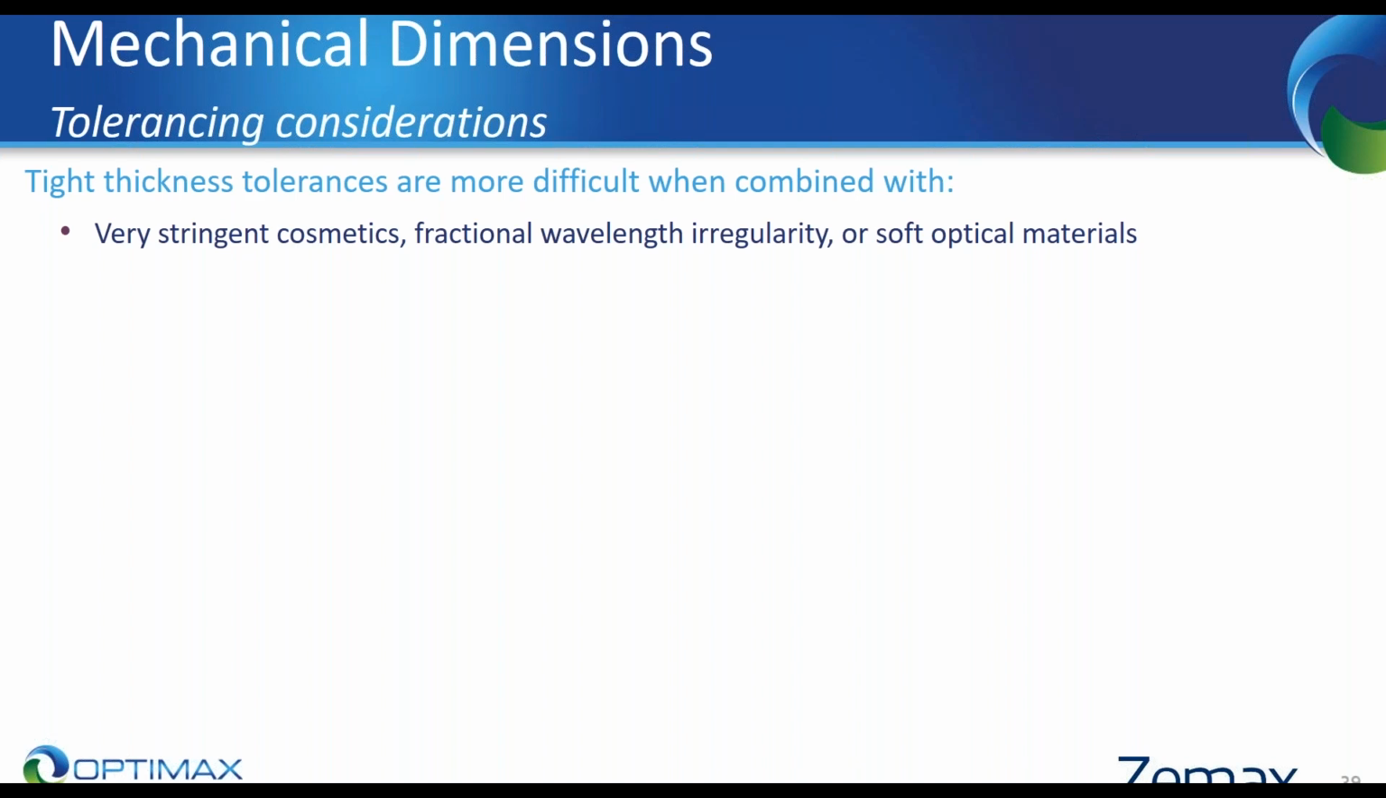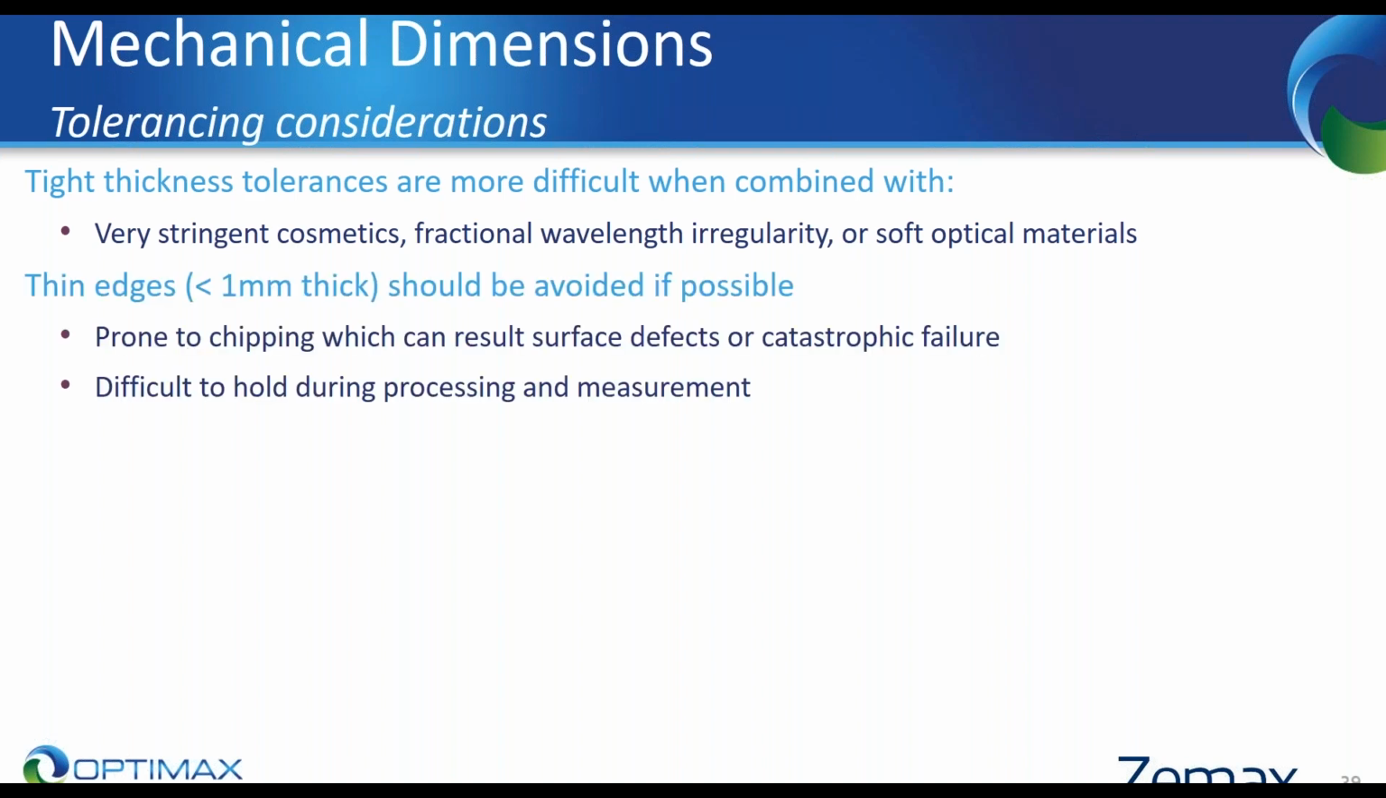Tight thickness tolerances are more difficult when combined with other things. As I mentioned before, a lot of these tolerances layer on top of each other. If you have very strict cosmetics, so your scratch dig, fractional wavelength irregularity, or soft optical materials, I talked about this combination before, these can be very challenging. If you have a few microns to work with for your thickness tolerance, you're trying to hit fractional wave irregularity, and you have a soft material and you pick up a scratch, you have to keep removing material until you get through the scratch and hope that you're still going to keep your irregularity on your surface.